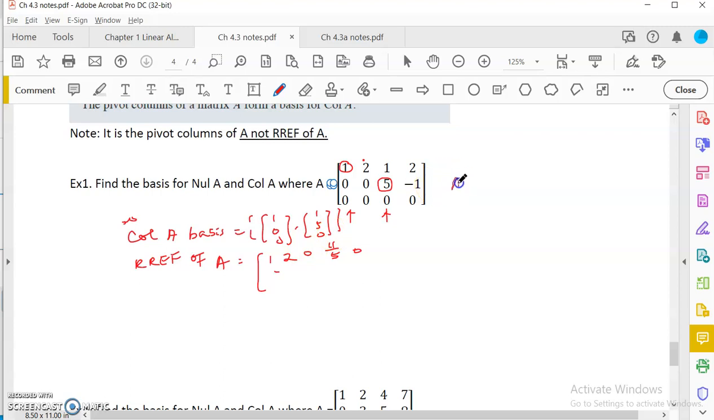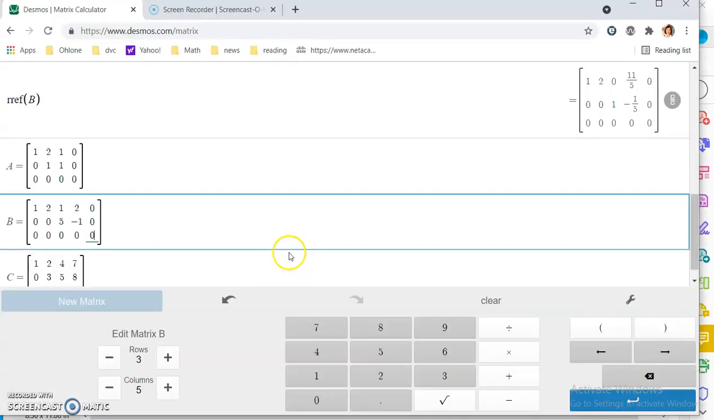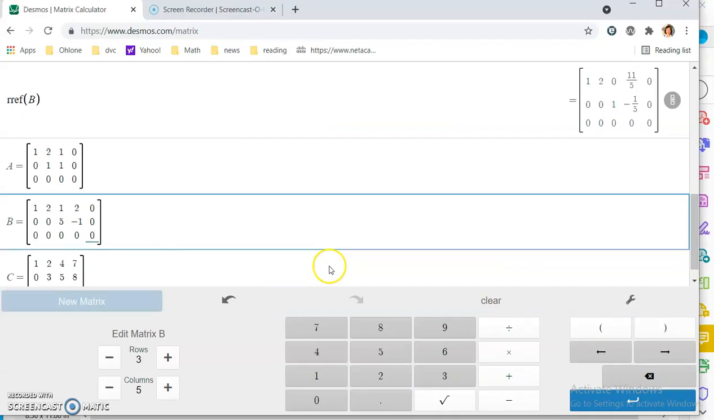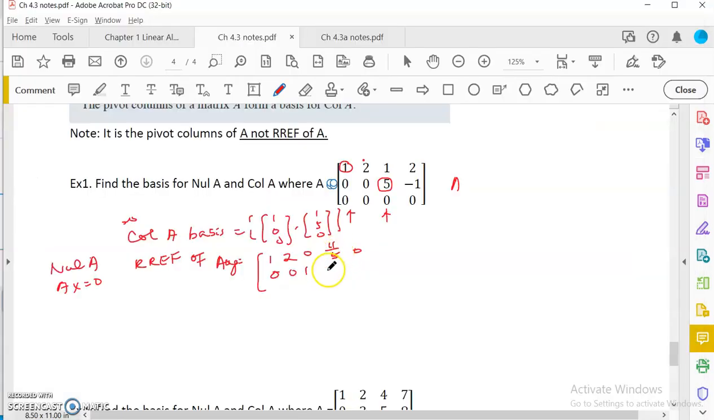Okay, so solve A. So do null A. So that is to do AX equal to 0. So this is not the REF of A, it's REF of the augmented matrix, which is the next one is 0 0 1. 0 0 1. What is it? Negative 1/5 0. And the last row is all 0.